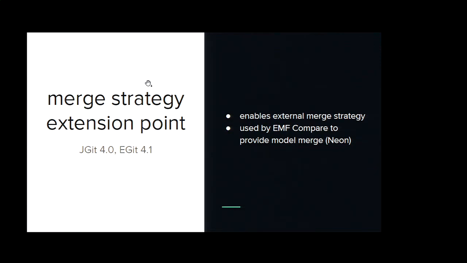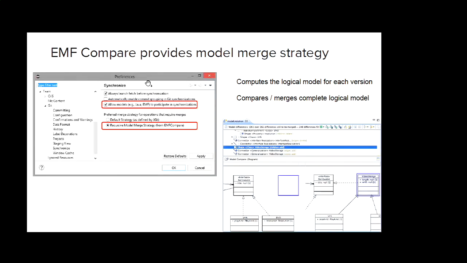The first one is the merge strategy extension point. This was already presented during last EclipseCon, but now it landed in Neon. So if you install Neon and also install EMF compare, you can do versioning on models in the way like modeling needs that. So models typically spread across multiple files, and there are some additional means necessary to ensure that those models don't break when you change version, for example.